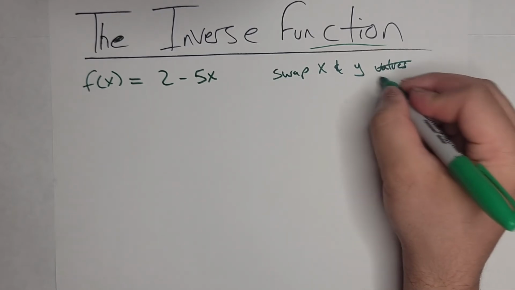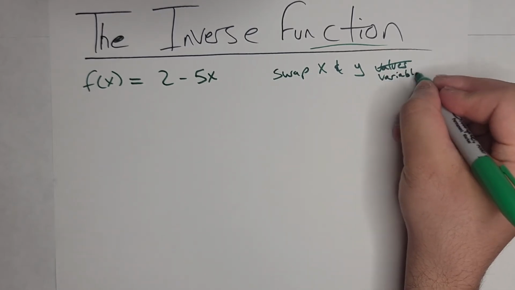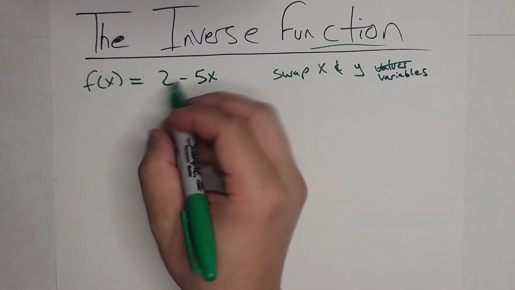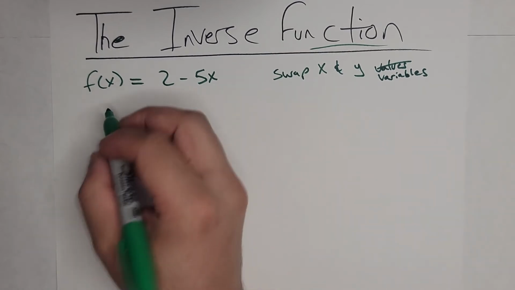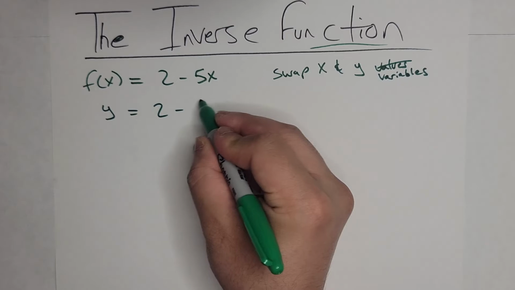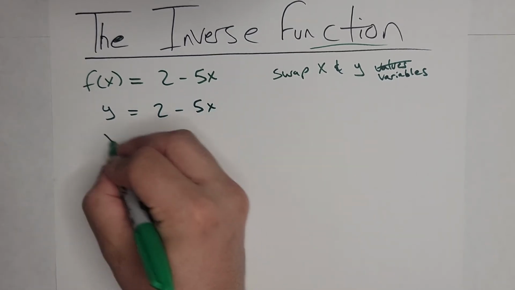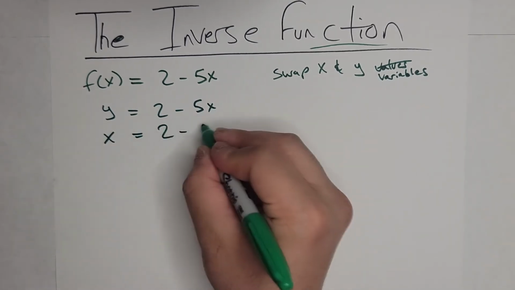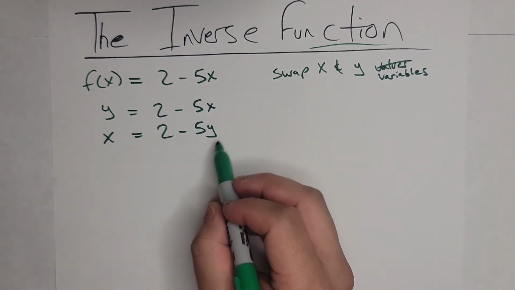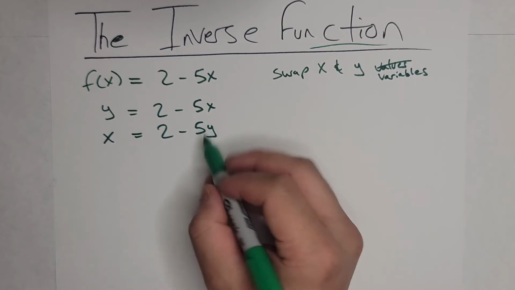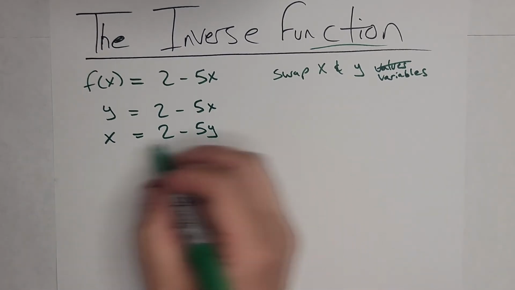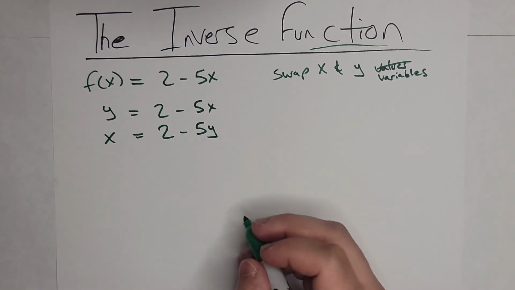Or, sorry, variables. So let's say we have this example. What I'm going to do first is put a y here instead of f of x. And then I'm going to swap it. After swapping it, now I'm going to solve for y. Basically, I'm going to get y alone. This is just some simple algebra. And that will give me my inverse function.